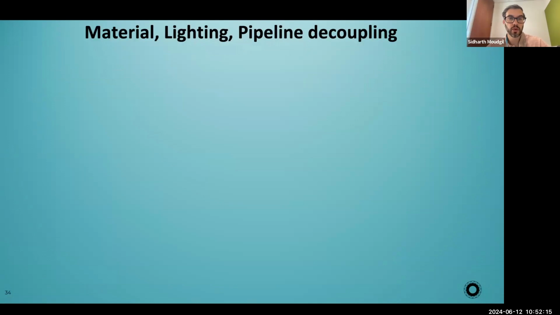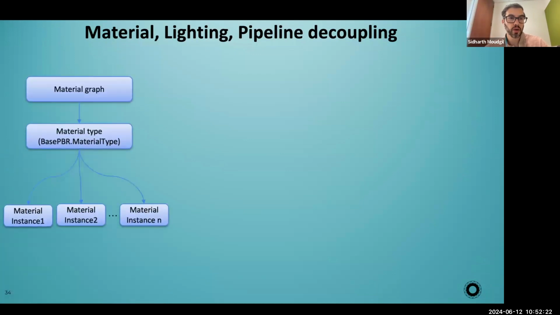O3DE has this really cool concept where materials, lighting, and the material pipeline are all decoupled. We just went over the material type files. The material type defines the layout, and then you can build material instances from the material type. Your material graph is the auto-generated code that can come from Material Canvas, but it doesn't have to be from Material Canvas. You can just build the material type yourself.